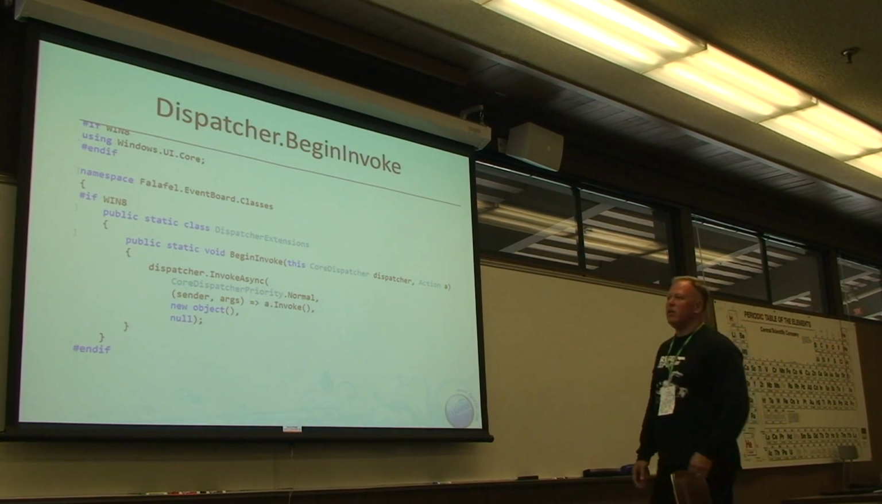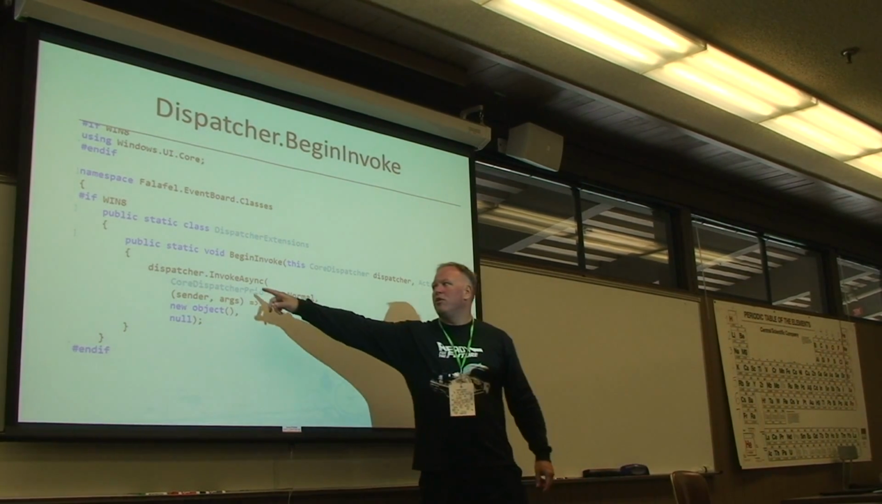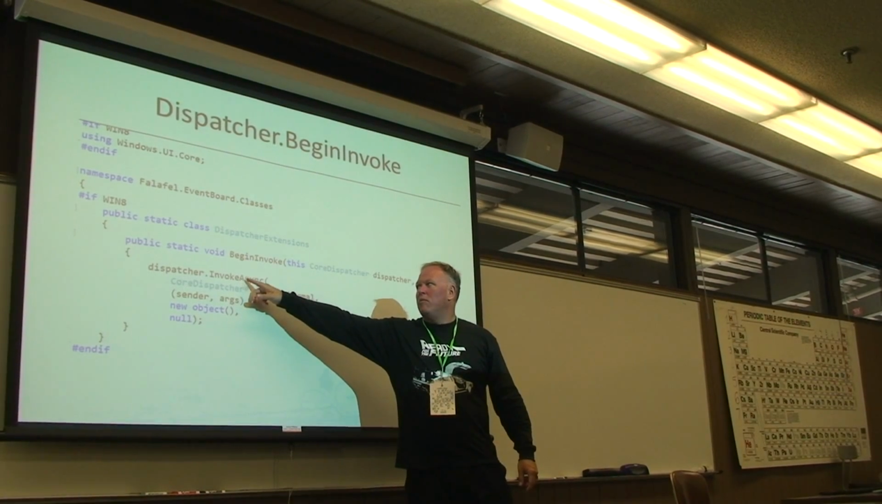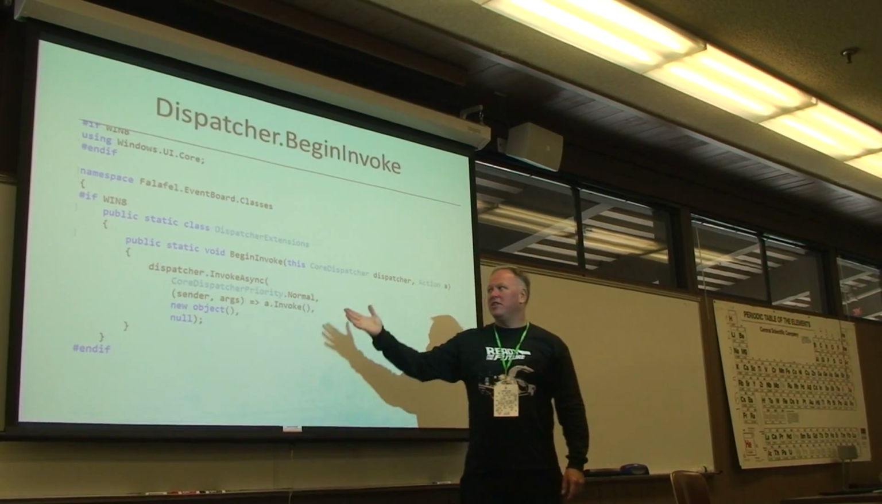Dispatcher.BeginInvoke changed its signature. It's actually called InvokeAsync now. But all my code uses BeginInvoke. So here's how you can use an extension method.